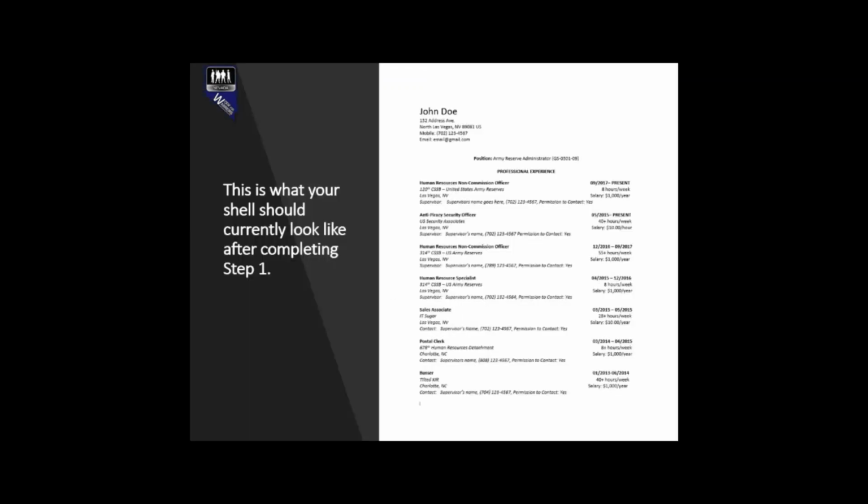So this is what your shell should currently be looking like. This is an example once you complete step 1. This individual looks like they're applying for an Army Reserve Administrator position and has a lot of HR experience in the background with the U.S. Army Reserve. Notice how this individual has their month and year and the amount of hours they work per week on there.